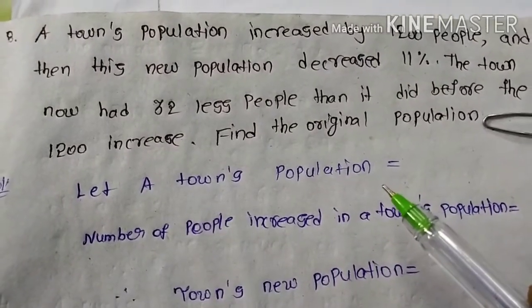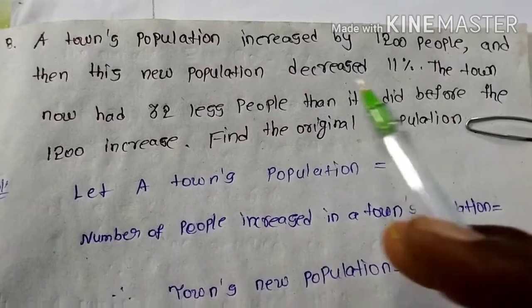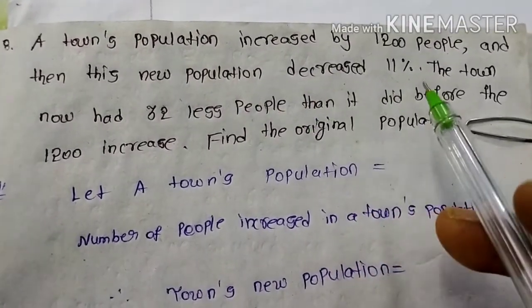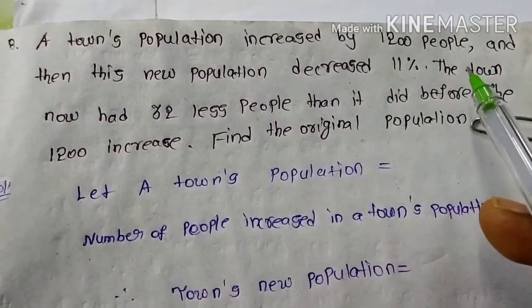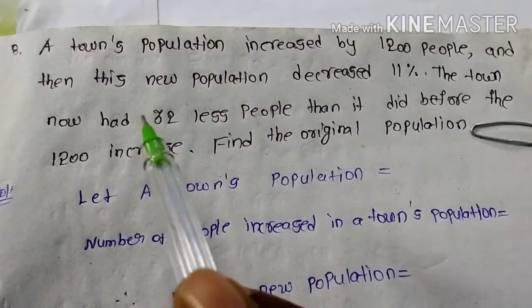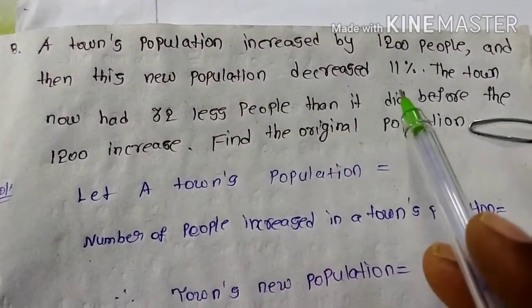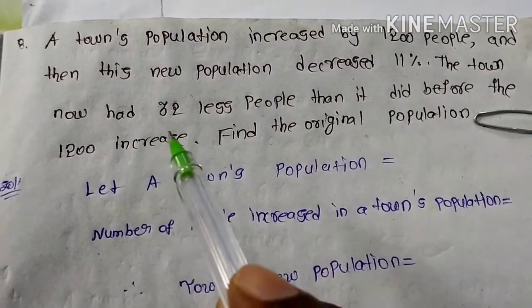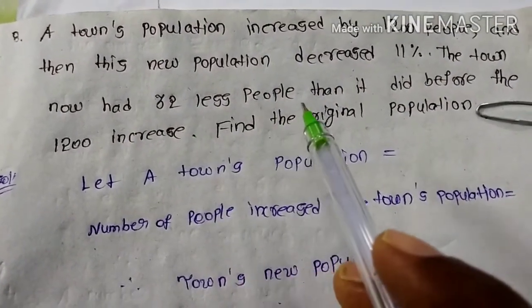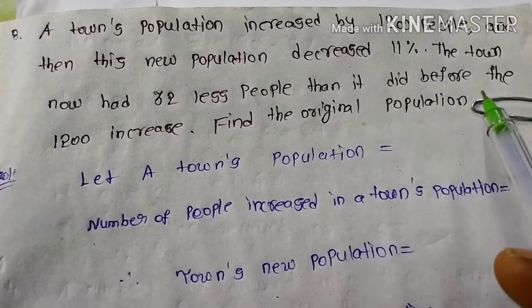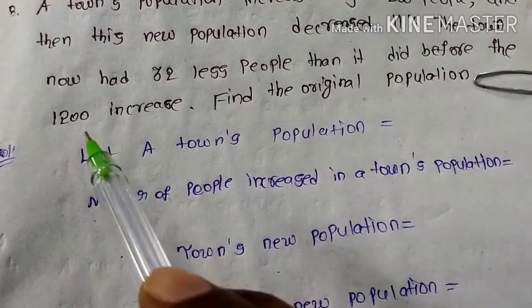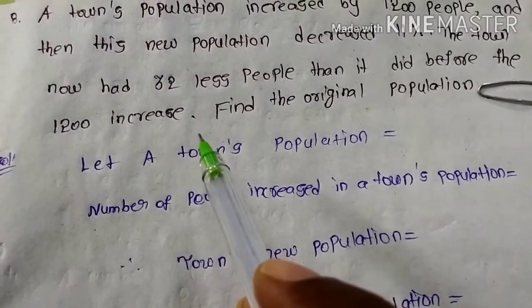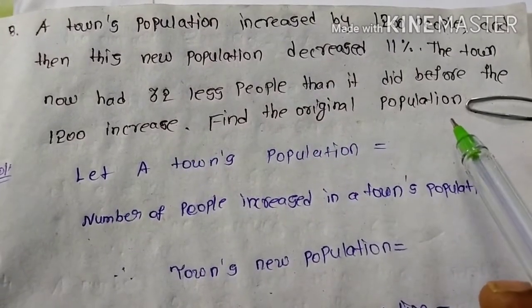Now you can see here exercise 2.4 question number 8. A town's population increased by 1200 people and then this new population decreased by 11%. The town now had 32 less people than it did before the 1200 increase. Find the original population.